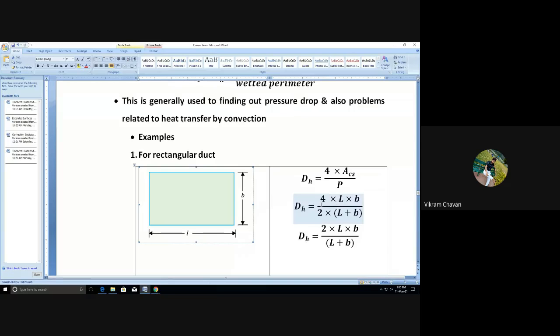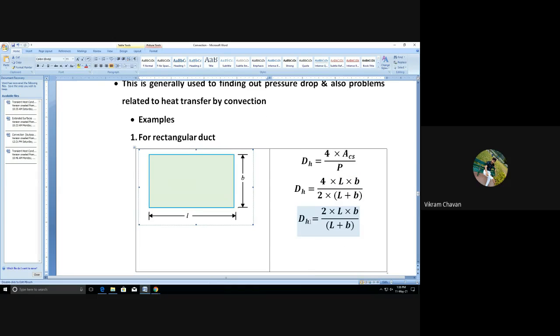So we'll get the hydraulic diameter in the case of a rectangular duct as 4 multiplied by L into B divided by 2 multiplied by L plus B. So 4 by 2 will be equal to 2, and we'll get the hydraulic diameter as 2 multiplied by L multiplied by B, whole divided by L plus B.